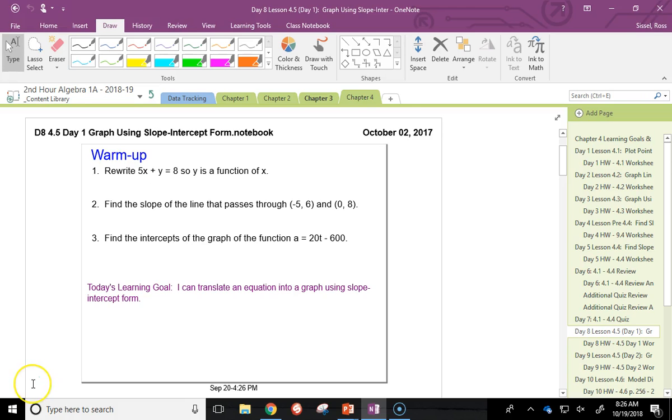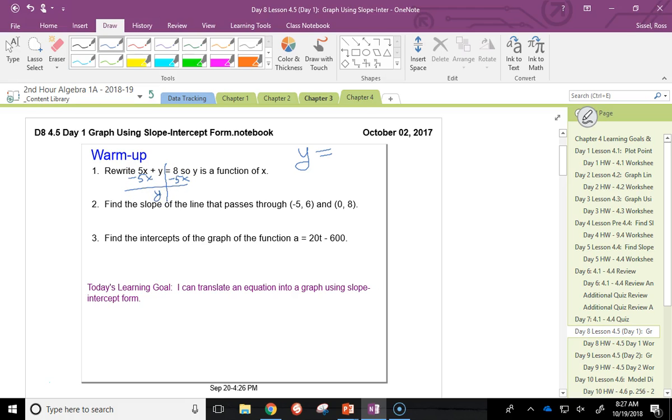Number 1, rewrite 5x plus y equals 8. So y is a function of x. When they say that, all they're wanting is our answer to be y equals, and we want y to be positive and by itself. So what do I do to 5x plus y equals 8? What am I going to do to solve this? Caitlin? Move the 5x over to where the 8x is. Okay, so how do I do that? You subtract 5x.